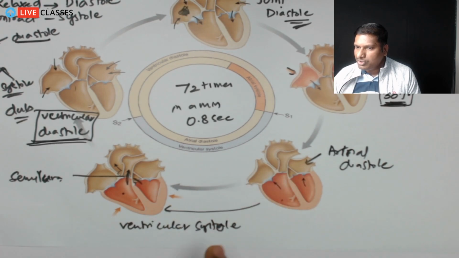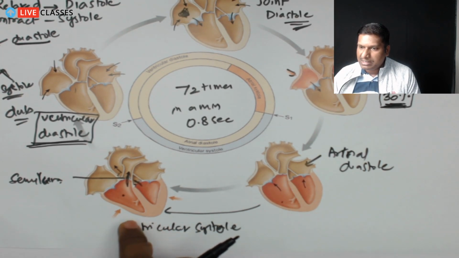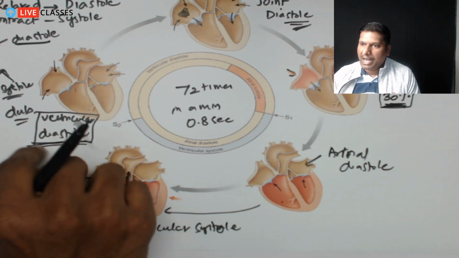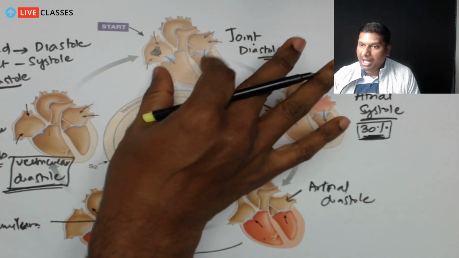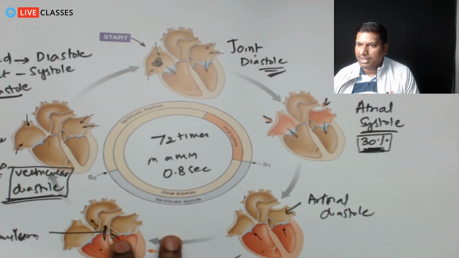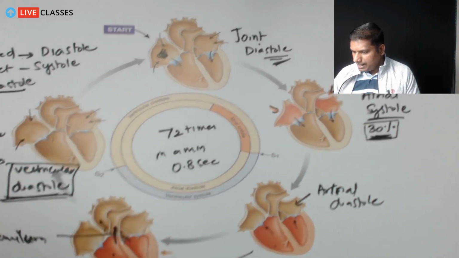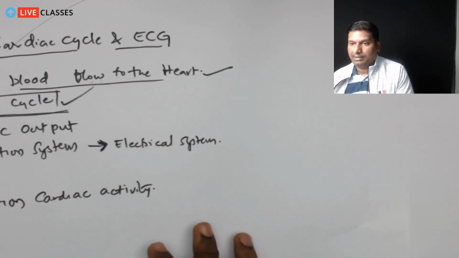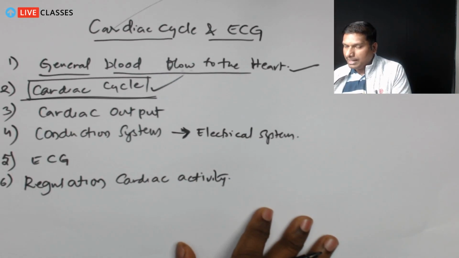Around the same time, you see the beginning of ventricular systole, and the moment the ventricles push the blood out, you will see the ventricles coming back to the relaxed state, and at some point both of them are in the relaxed state, which we call the joint diastole. Okay, so this is about your cardiac cycle. We're done with the cardiac cycle.